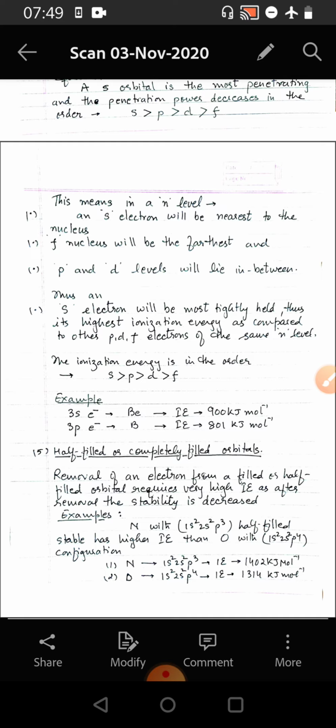The next is half-filled or completely filled orbitals. Removal of an electron from a filled or half-filled orbital requires very high ionization energy, as after removal the stability is decreased. For example, nitrogen has 1s2, 2s2, 2p3 half-filled orbital in its atomic state, and it has higher ionization energy than oxygen, which has 1s2, 2s2, 2p4 configuration. So nitrogen with its half-filled stable state has an ionization energy value of 1402 kilojoules per mole, whereas oxygen with its 1s2, 2s2, 2p4 configuration has 1314 kilojoules per mole, which is lesser.